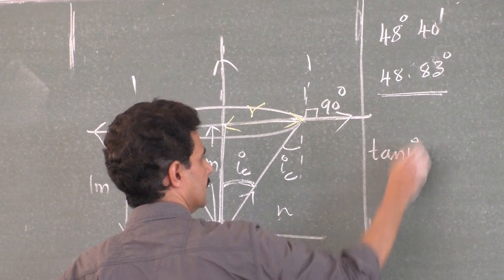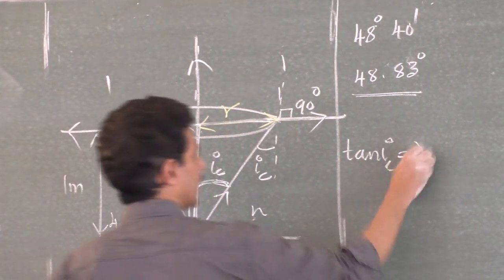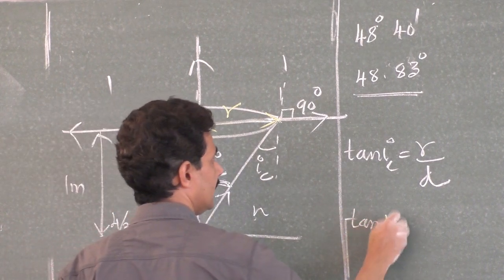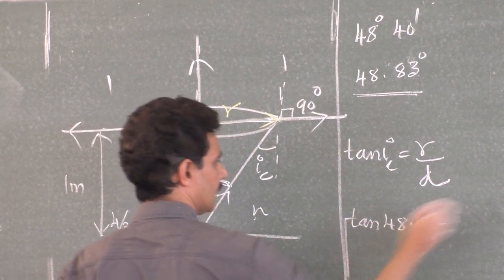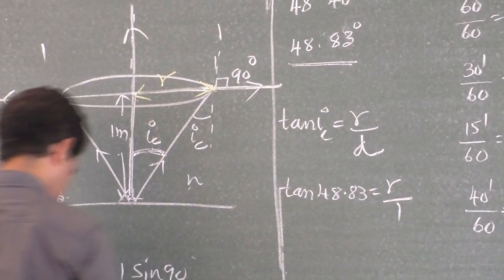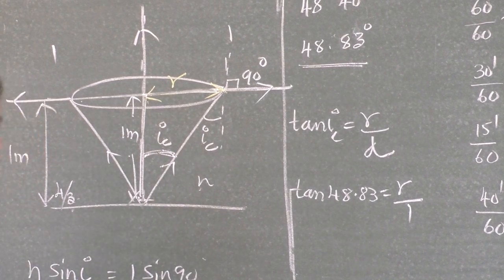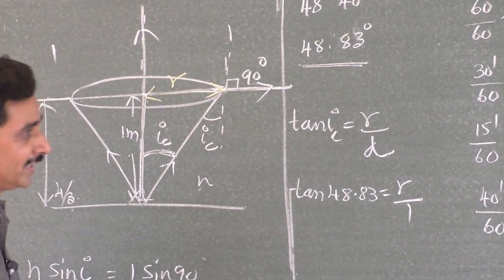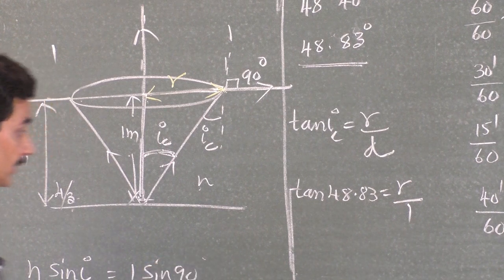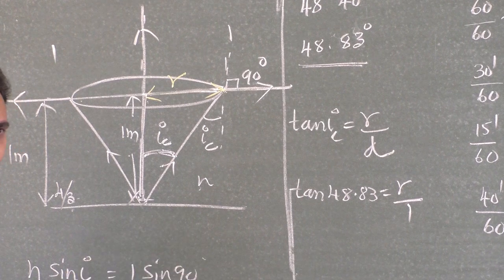Tan IC is equal to opposite side divided by depth. Tan 48.83 is equal to opposite side divided by depth, which is 1 meter. Now I don't have a tan table, so you search for the tan table. Let us go and find out what is tan. Let us go to the problem. In the problem it is given what is tan 48.83.